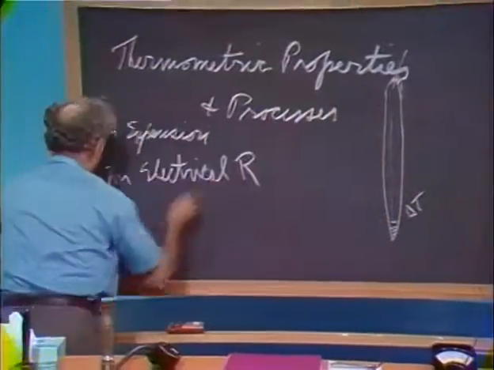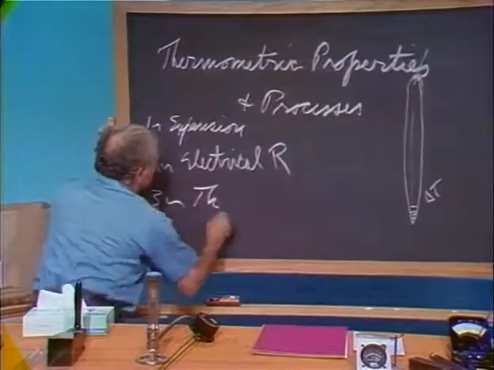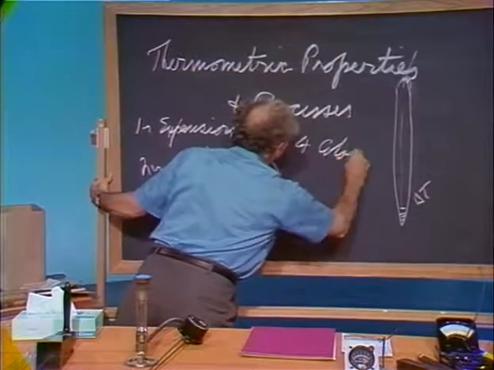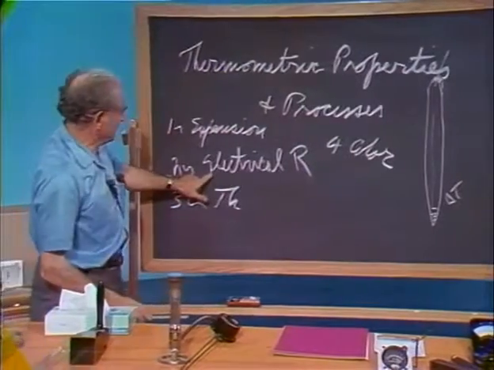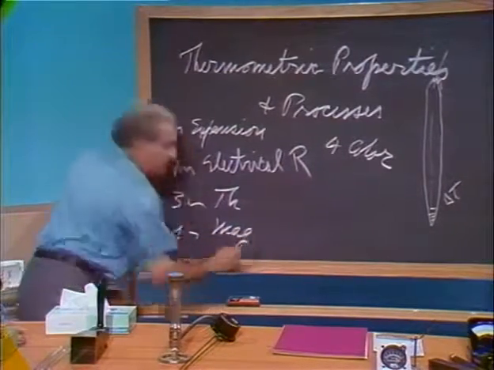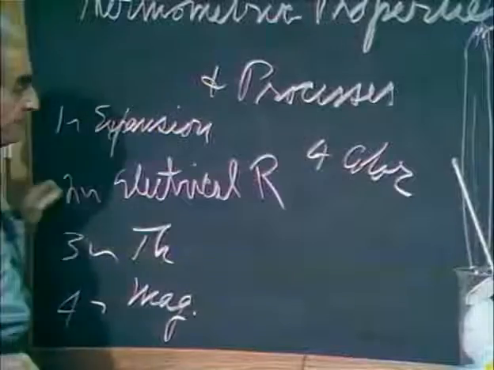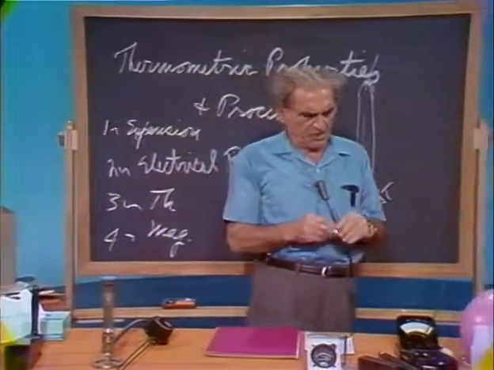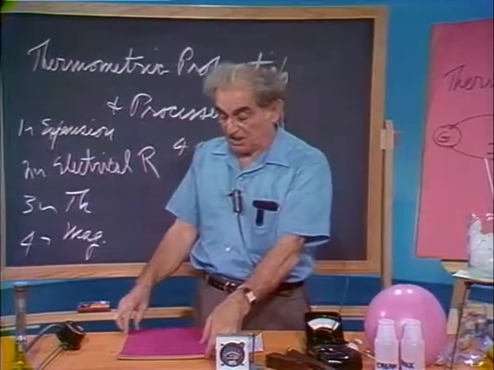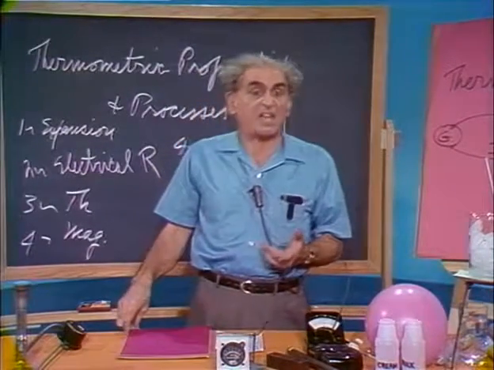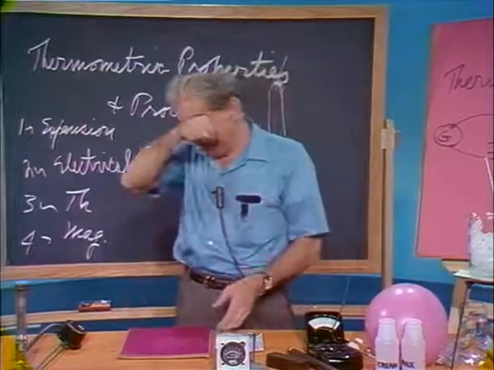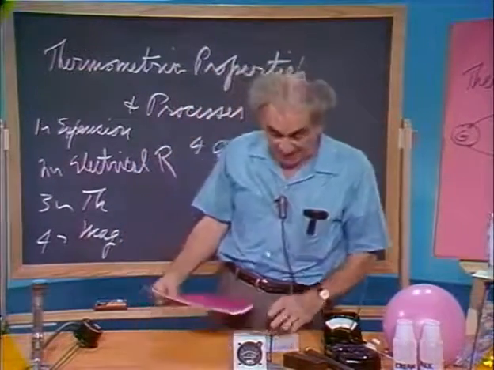Color. Oh, number three is thermoelectric. Number four is color. Oh, I left one out, didn't I? I left out magnetism. Magnetism is a thermometric property or process. Color is a thermometric property. Notice, physiologically, when a fellow gets very angry, his temperature goes up and it shows in the color of his face. But here is a better demonstration than that.